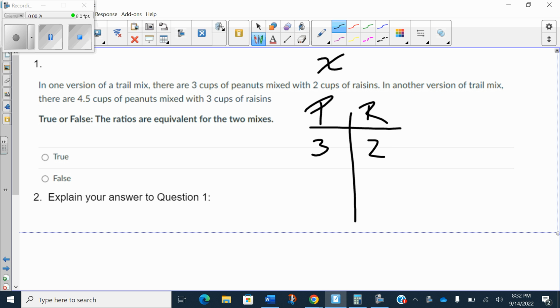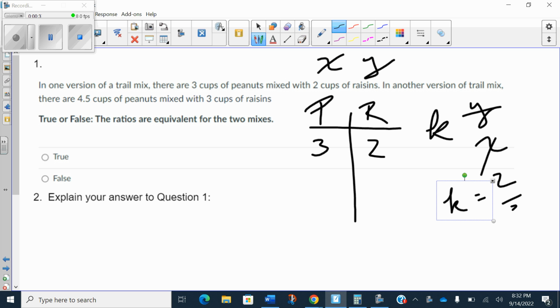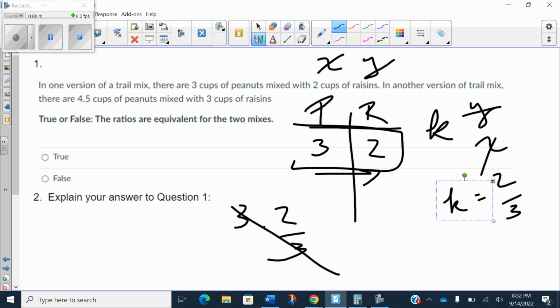So if this were X and this were Y, I know that K, my constant of proportionality, is Y divided by X. So I'm going to do K equals 2 divided by 3. So to get from here to here, I'm multiplying by 2/3. So 3 times 2/3 is 2. All right, the second one says, so this relationship here has a constant of proportionality of 2/3.